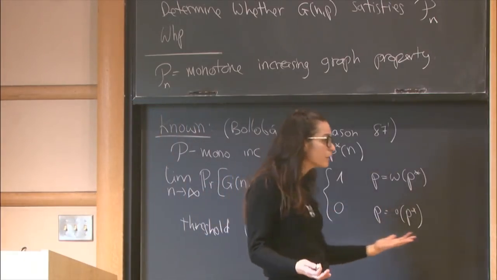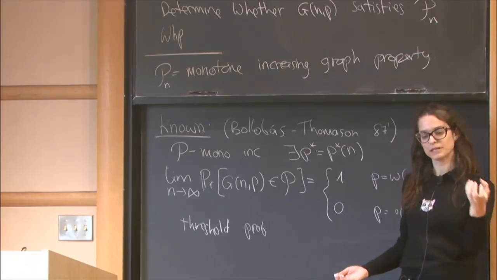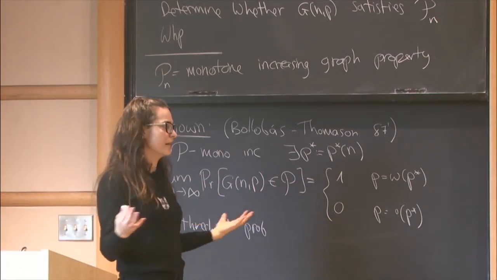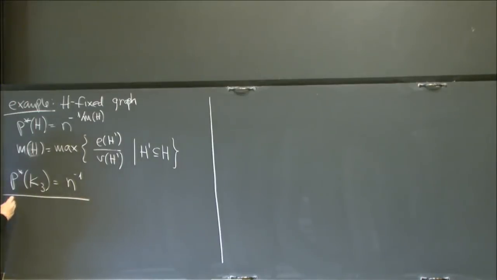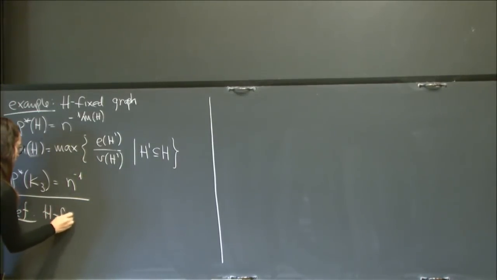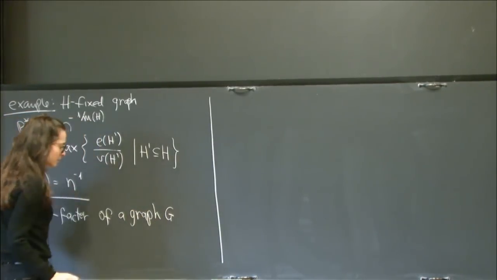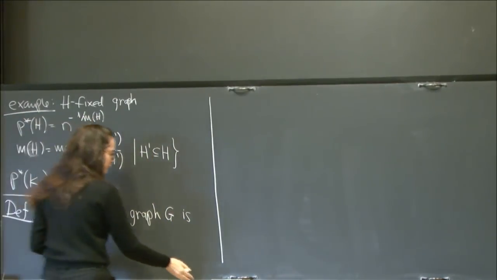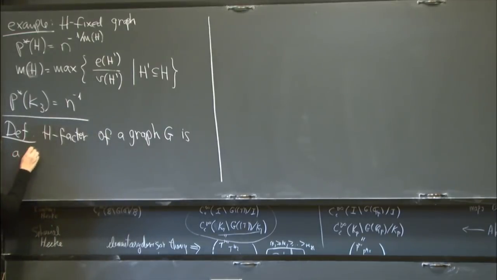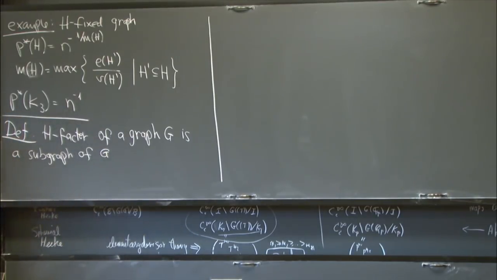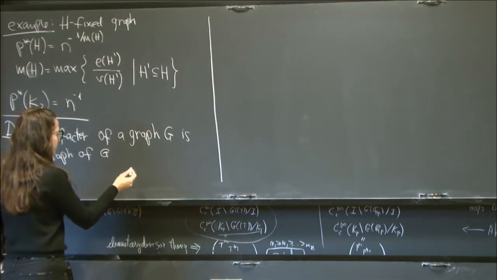So let's think of one example. Because this is the probability threshold for having one copy of H, instead of one copy of H, I want to have many copies of H. I want to have a linear number of copies of H. So let me define an H-factor. So an H-factor of a graph G is a subgraph of G, first of all, that has as many possible copies of H which are vertex disjoint. So I want to have as many copies of H as I can.